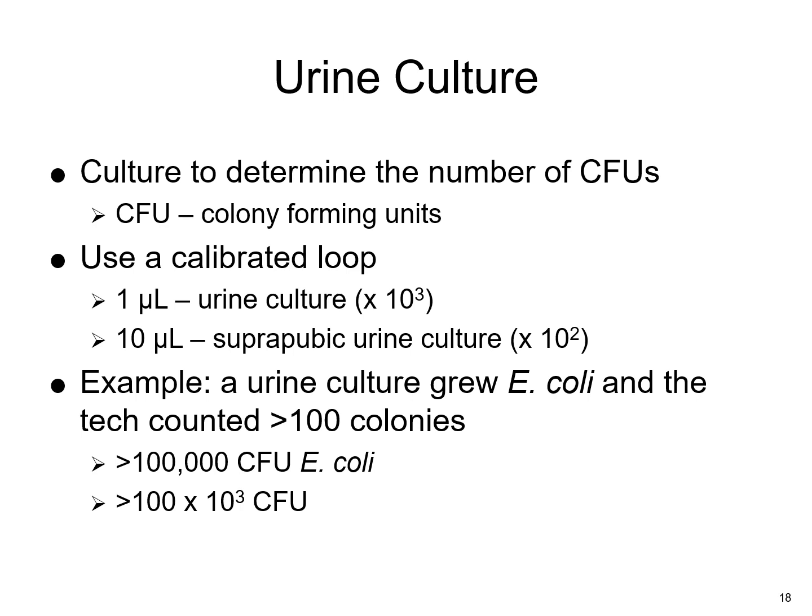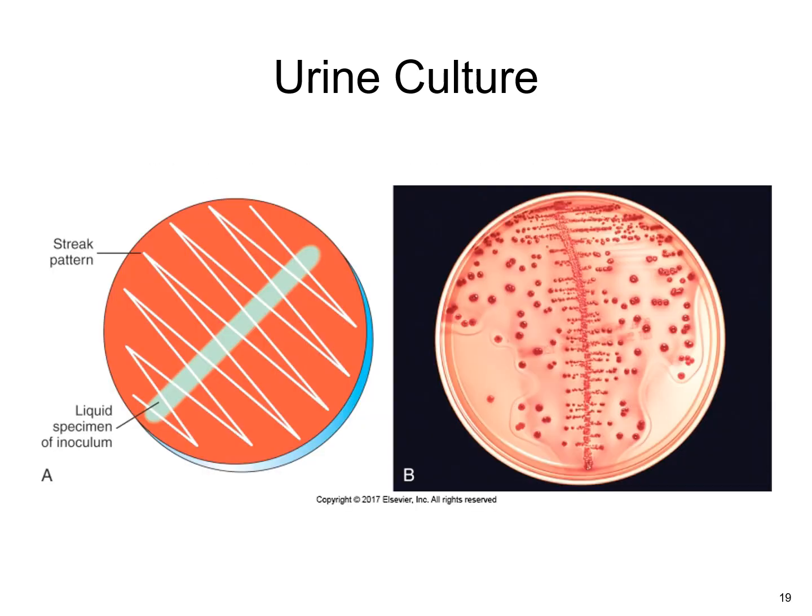For example, if that plate grew out greater than 100 colonies, then you would report out greater than 100 times 10 to the third colony forming units. Of course, this is just a regular culture with the 1 microliter loop. Or it would be 100,000 colony forming units of the E. coli.